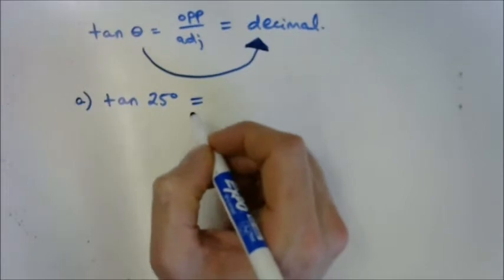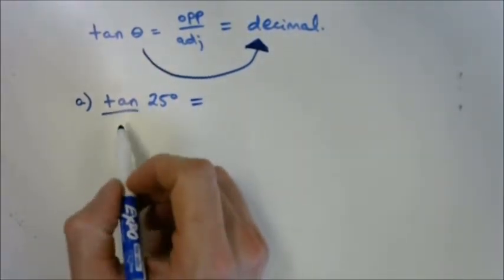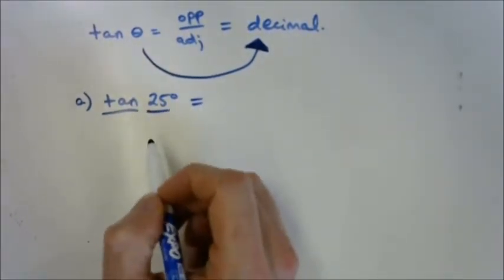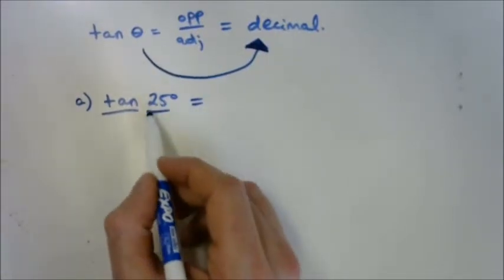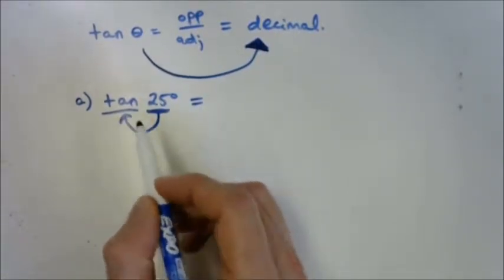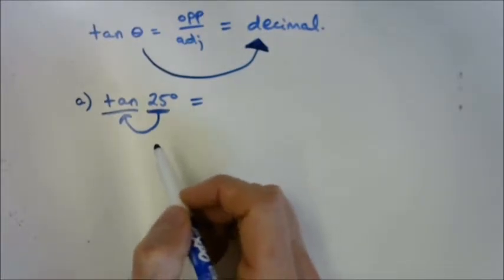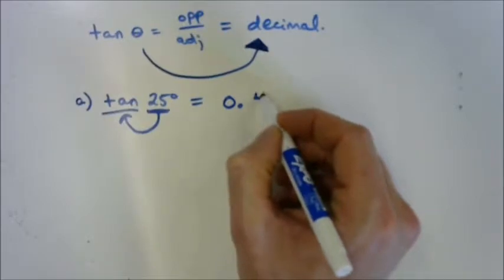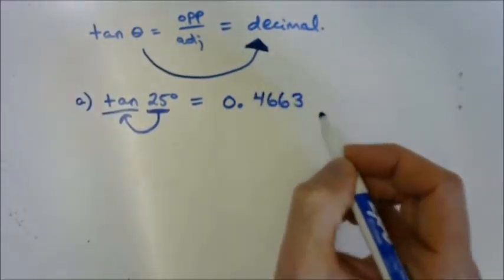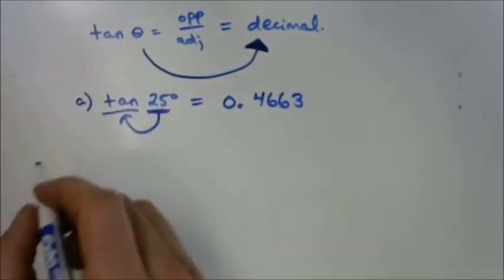For A, it says to find the tangent of 25 degrees. You literally just go in your calculator, you find your tangent button, you press it, you hit 25, and you hit enter. If you have an older calculator, sometimes you need to hit 25 first and then hit the tangent button. But either way, your calculator will give you this answer, 0.4663, rounded to 4 decimal places.